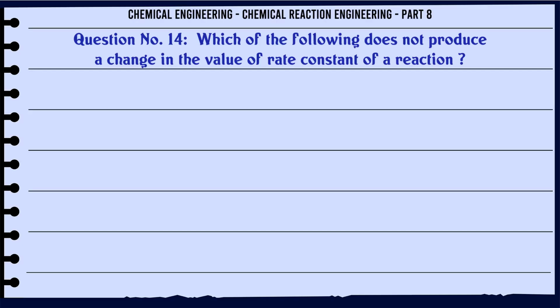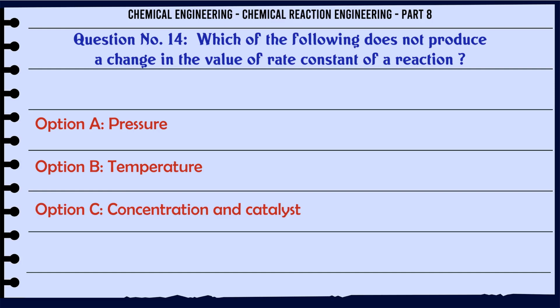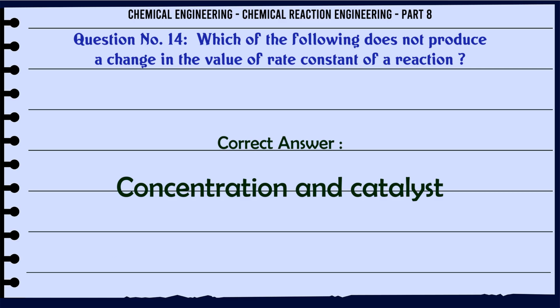Which of the following does not produce a change in the value of rate constant of a reaction? A. Pressure. B. Temperature. C. Concentration and catalyst. D. None of these. The correct answer is concentration and catalyst.